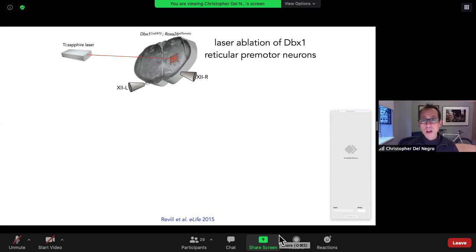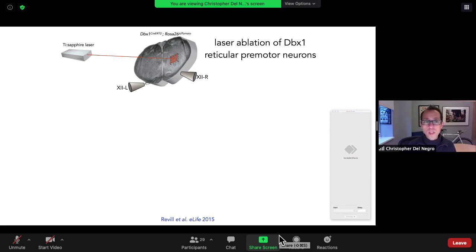So for this, we dusted off our laser ablation technique, but we changed it up a little bit. Instead of deleting neurons within the preBötzinger complex, we moved our target detection and our ablation zone to the dorsal regions just immediately to the preBötzinger complex. And I won't call it that reticular thing. I won't use that terminology. So we changed the target detection zone and the ablation zone.